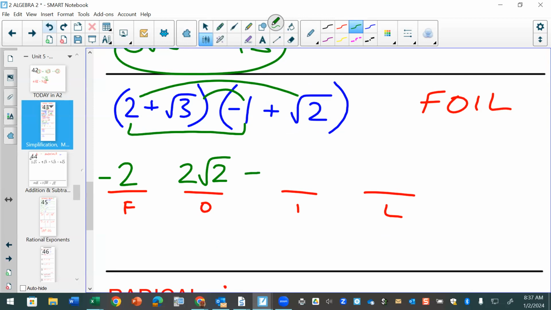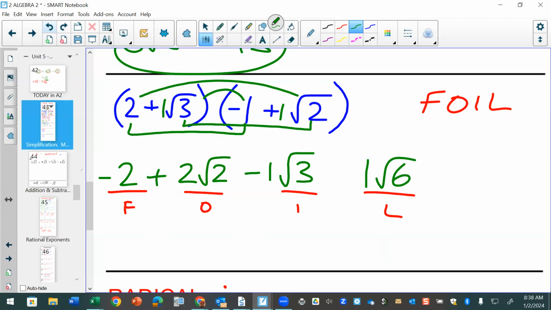Negative 1, radical 3. Do you need the 1? No, but I'm going to put it there because you told me to. All right, and last, what's radical 3 times radical 2? Radical 6. What's in front of both of them that we can't see? 1, 1. So it's 1 radical 6.